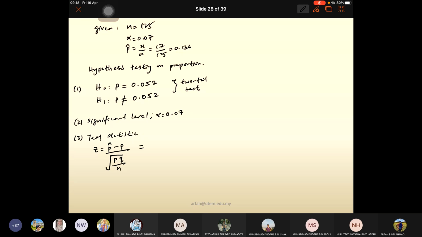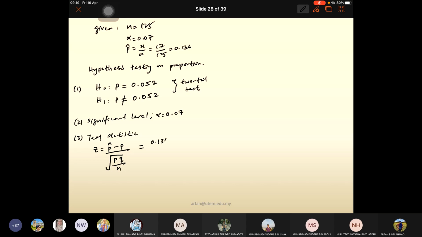Dan dapat tak? P sama dengan berapa? Firdaus mana Firdaus? What is the value of P? Without hat. Berapa? Berapa Daus? P. 0.136. Tu P hat. Oh, tak P yang kan? P tak. Ha. P 0.052, tak ada hat. Ya, betul. Pandai Firdaus. Thank you Firdaus.